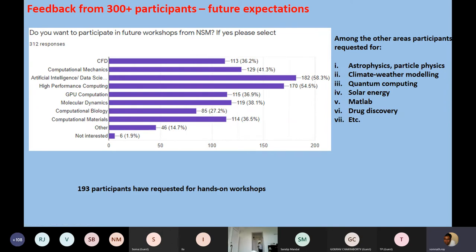And also there are some other areas which participants suggested. We didn't ask whether they are working on these particular areas, but they suggested that if there are future workshops on astrophysics, climate physics, climate water modeling, weather modeling, quantum computing, solar energy, MATLAB, drug discovery, etc., then they will benefit. So from our nodal center and the fraternity of the nodal centers across the country, we can probably discuss in future whether we can host workshops in all these areas.